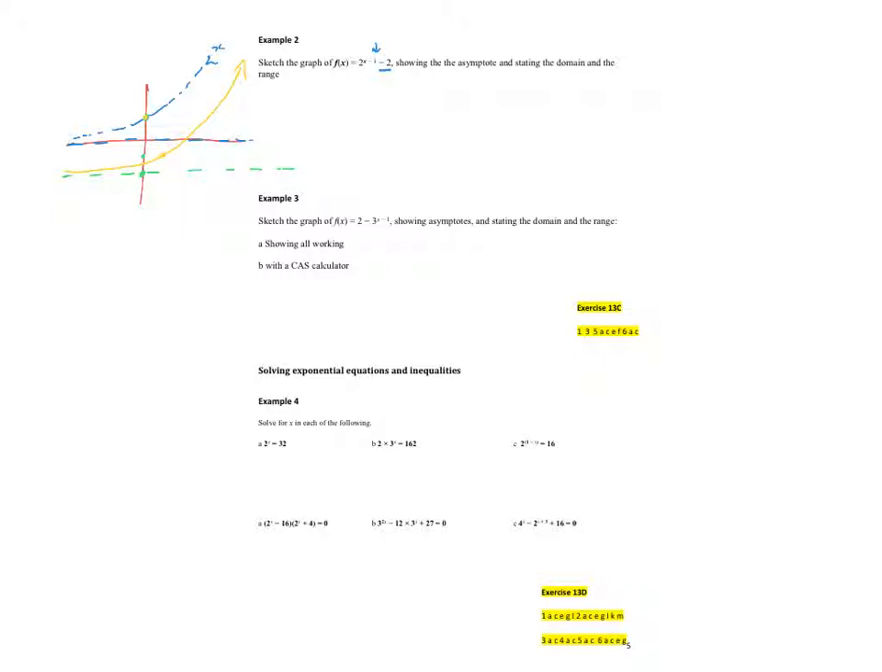Okay, showing the asymptote and stating the domain and range. So the domain of my graph is R. The range of the graph, well, it's going to be from negative 2, not including, up to positive infinity.